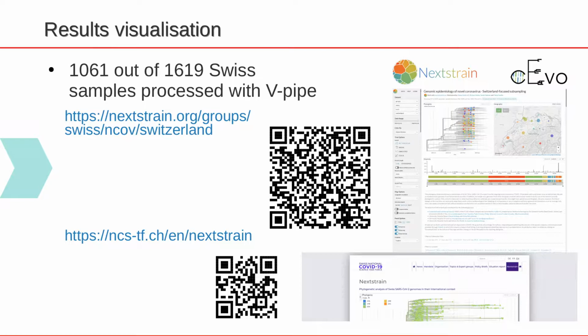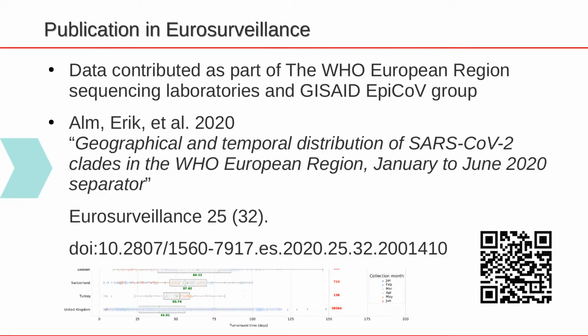These sequences have now joined the amount of information which is available from the Swiss National COVID Science Task Force to help get a better picture of the evolution of the disease. This Swiss cohort has also been contributed to the collection of European sequences which were analyzed and published in Eurosurveillance. Out of the 713 sequences for Switzerland contributed to this publication, 681 had been processed with VPipe.